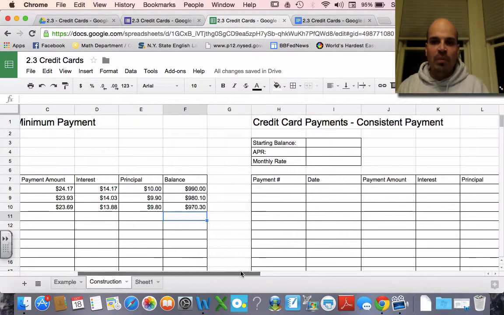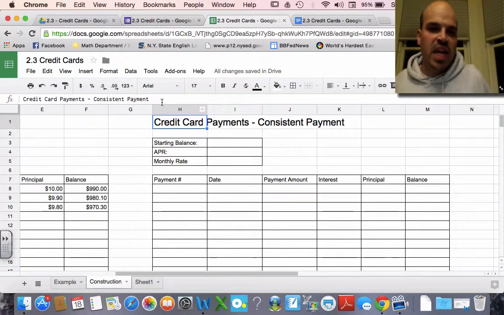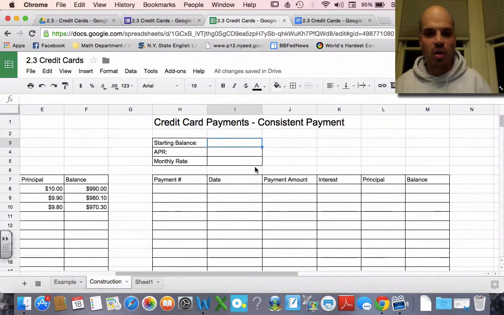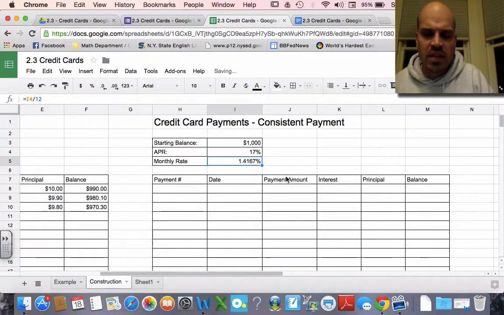And by the way, you can make this same sort of amortization table with a consistent payment. So I'm just going to quickly show you that. Say I start with $1,000. My APR was, say, still 17%. I'm going to take that APR and divide by the number of months, 12. Convert this to a percent so it looks a little nicer. Show a few more decimal places.